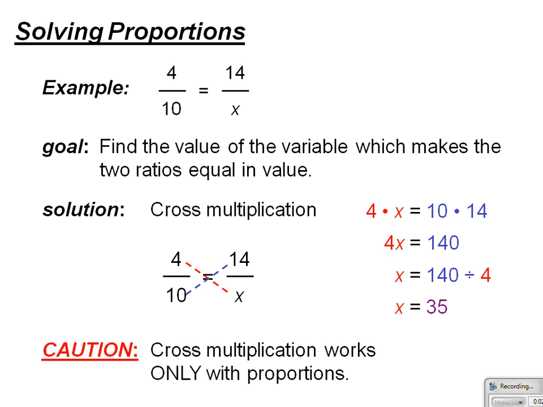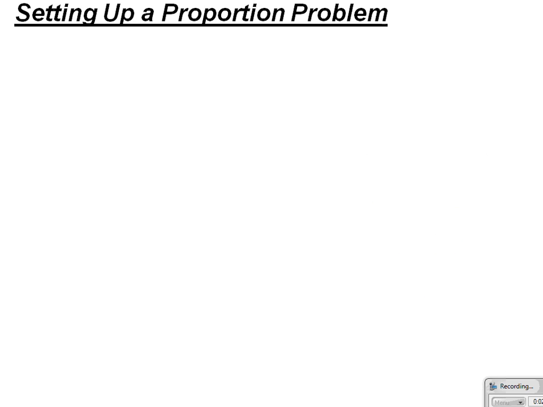Now, a word of caution. Cross multiplication is not a process that you can use with any equation that you see. It is only a process that works with proportions. If you have anything that is not quite a proportion, even where you're adding 3 to another fraction, you cannot use cross multiplication. You must have a proportion with a ratio equal to a ratio.